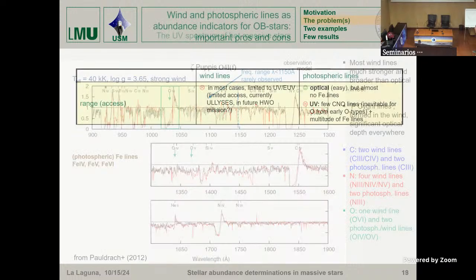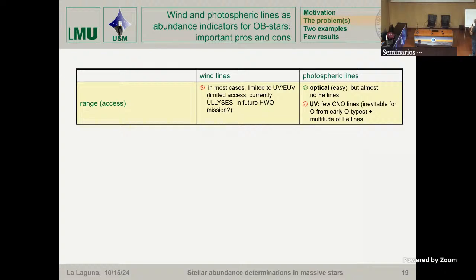And when we now make a comparison between wind and photospheric lines, then we find a couple of pros and cons. Namely, at first, the range. Wind lines, as I just showed you, are mostly located in the ultraviolet and extreme ultraviolet, which is expensive and limited. In future, we might have only one, if at all, satellite instrument, a Habitable Worlds Observatory, for this. Currently, we still rely on the HST and this Ulysses mission.